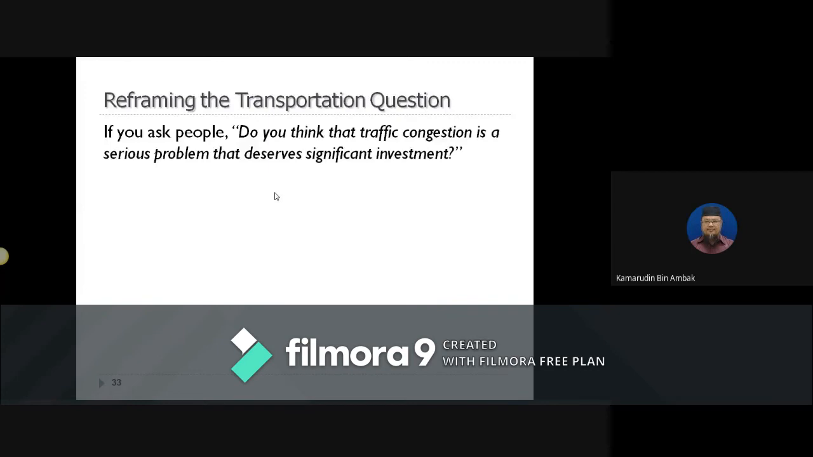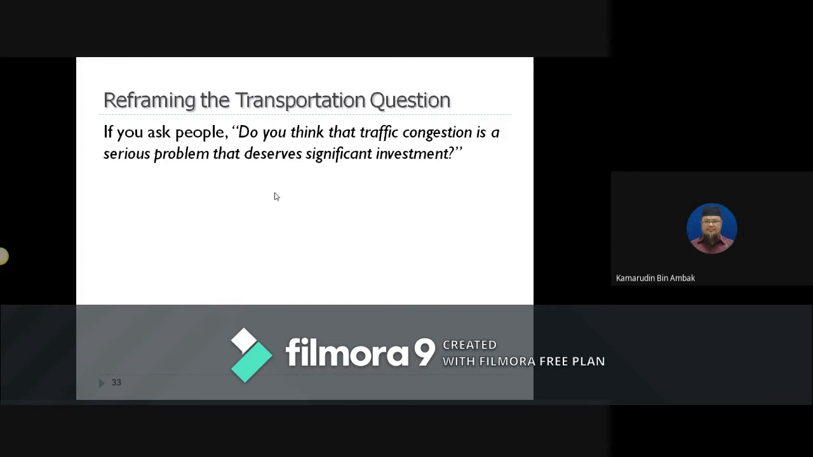Okay, so now we look at this simple question that we can learn something. Reframing the transportation question: if we ask people, do you think that traffic congestion is a serious problem that deserves significant investment?